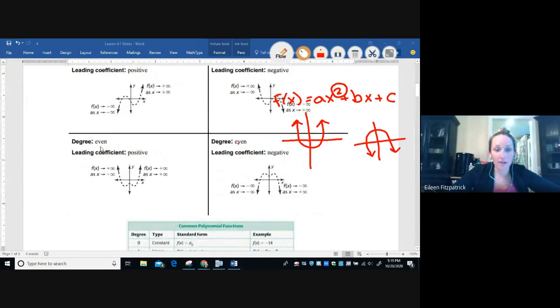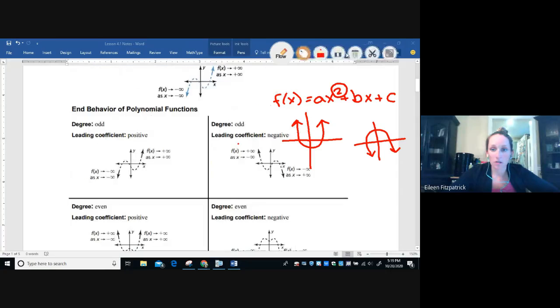If it has an even degree, both ends are going to face the same direction. Both ends are either going to go up or down. They're both going to go up if your lead coefficient's positive. They're both going to go down if your lead coefficient's negative.